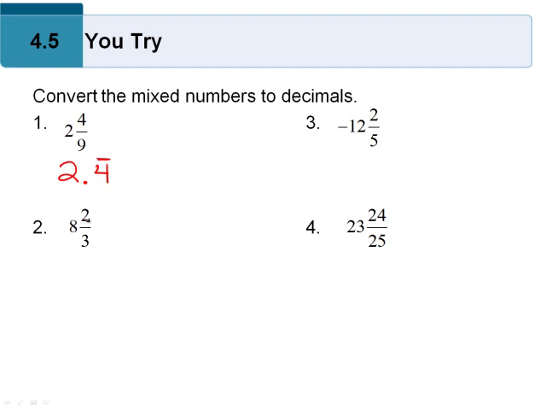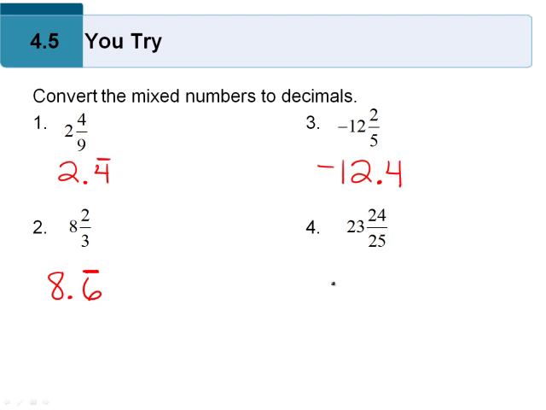Number 2, 8 and 2/3. So put the 8 and the decimal point, then do 2 divided by 3, and that gives you 0.6 repeating. So that's going to be with the bar over the top. Okay. Number 3, we have negative 12 and 2/5. So keep the negative 12, put the decimal point. 2 divided by 5 gives you 0.4. So that just goes behind the decimal.